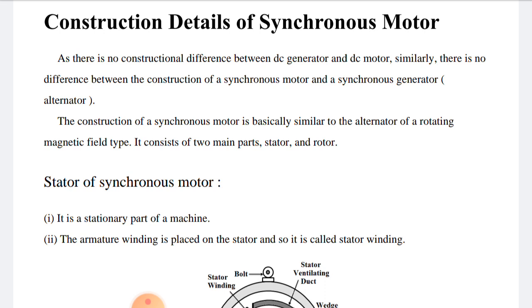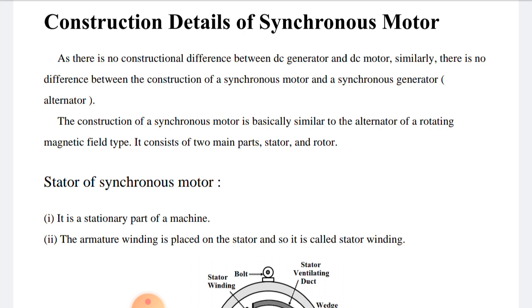A synchronous motor is the most widely used type of AC motor. An AC motor which runs at constant speed is known as a synchronous motor. A synchronous motor is one type of three-phase AC motor which operates from no load to full load.